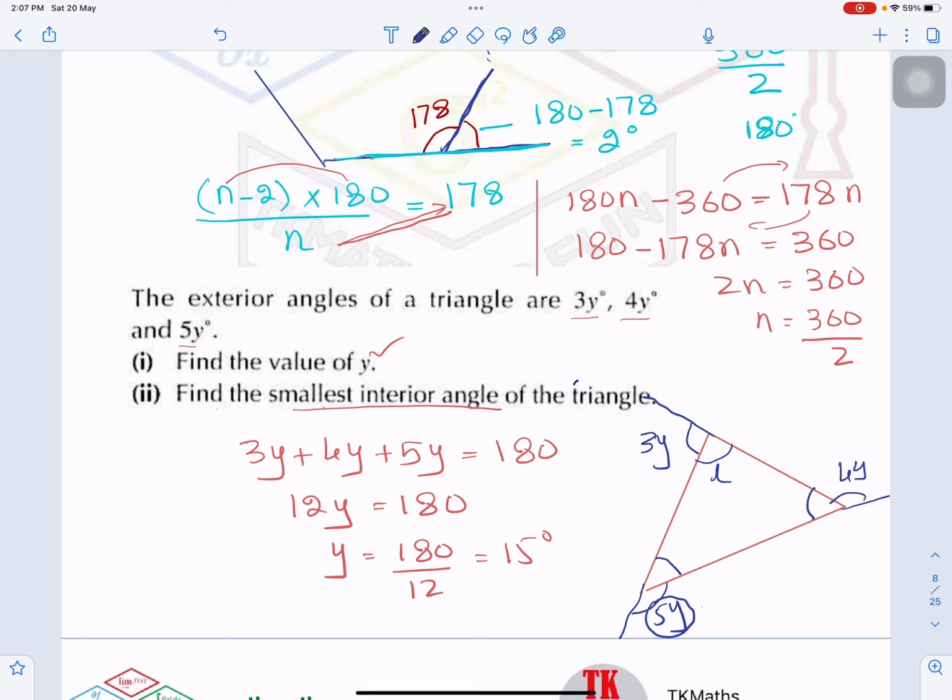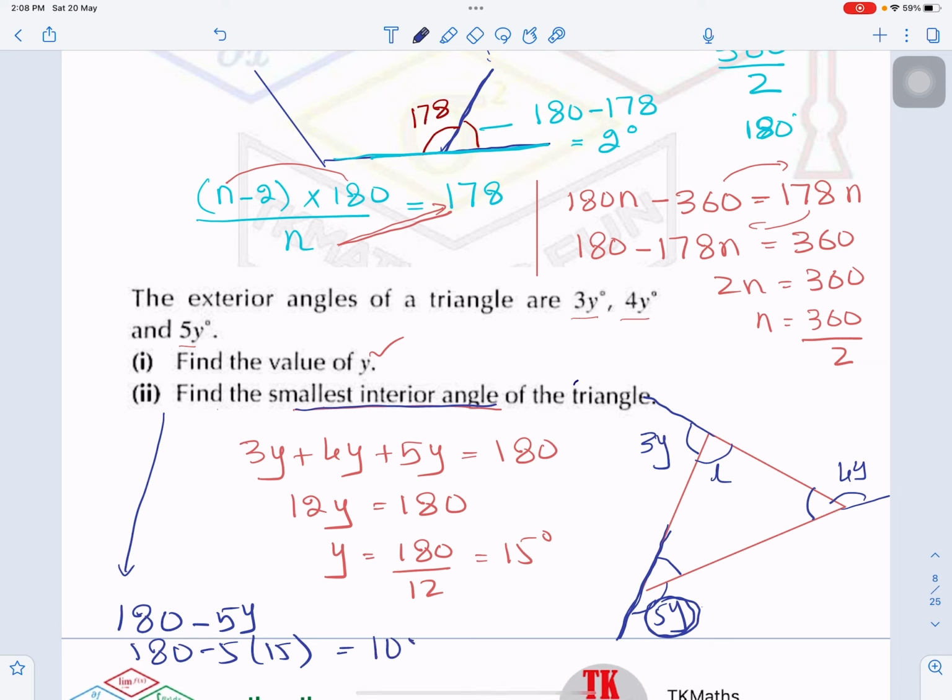So when the question says find the smallest interior angle, you will do what? 180 minus 5y. A straight line always makes 180 degrees. So the smallest interior angle is equal to 180 minus 5y, and your y is 30 degrees. So simply solve it. 180 minus 5 times 30, it will be 30 degrees, right? So I hope you understood this one.